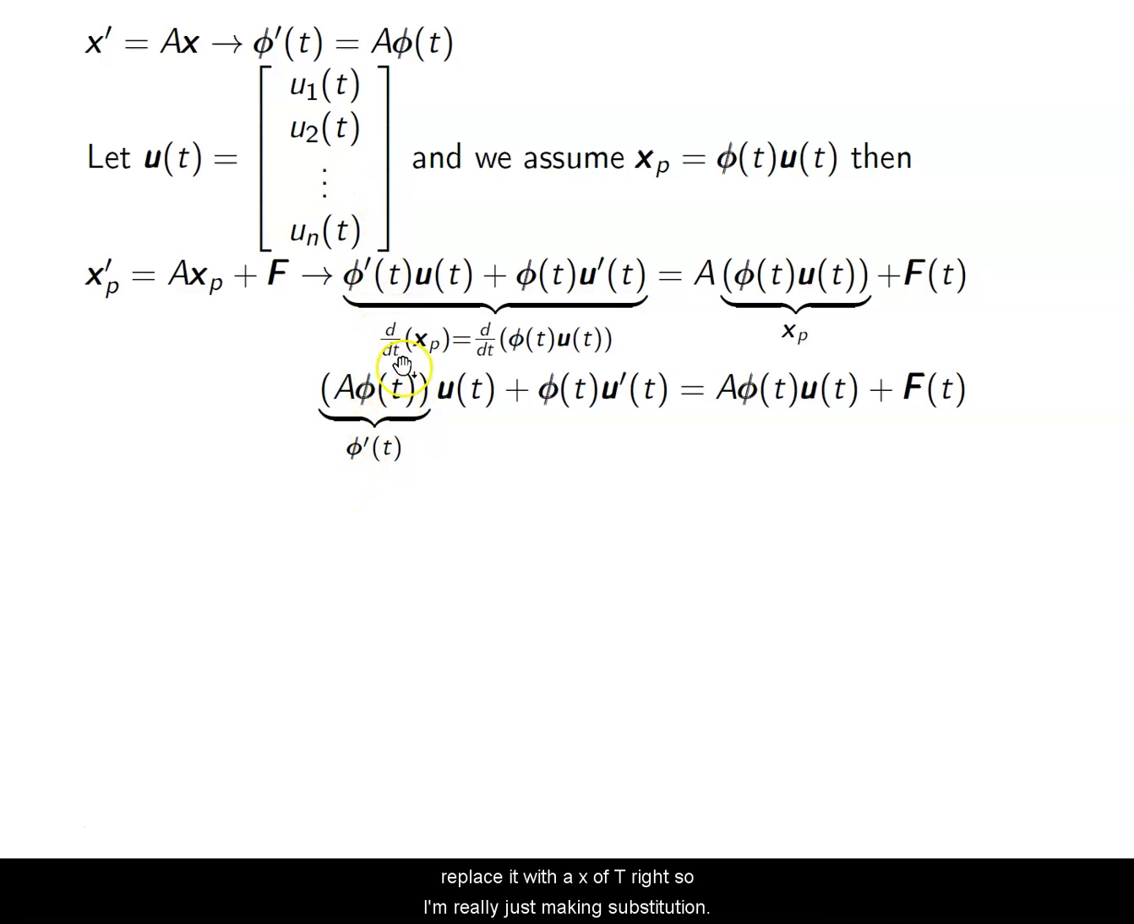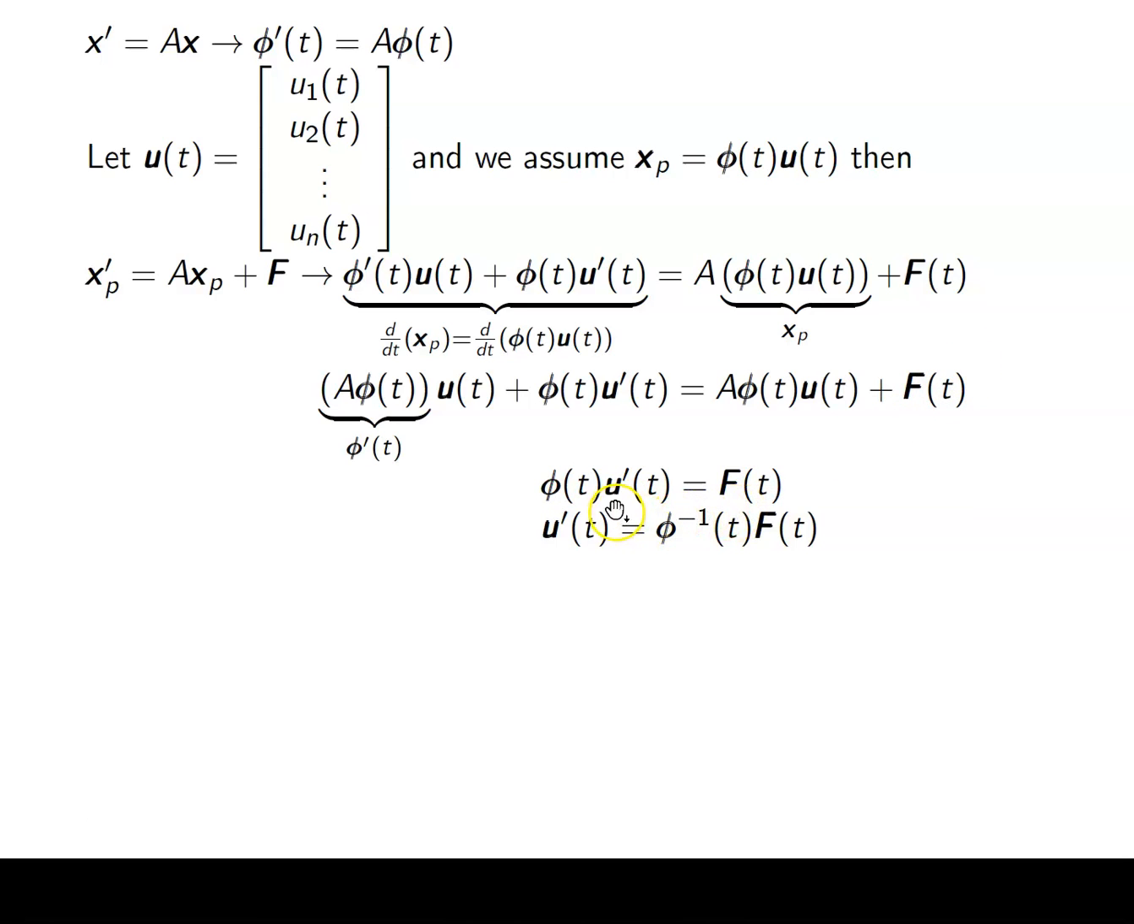So I'm really just making substitutions into here, okay? This part stays the same, but this phi prime I know is A times phi of t. So I have phi of t u prime, because this part and this part are the same: A phi of t u of t. I could subtract that off from both sides, and I'm left with phi of t u prime of t equals my forcing function.